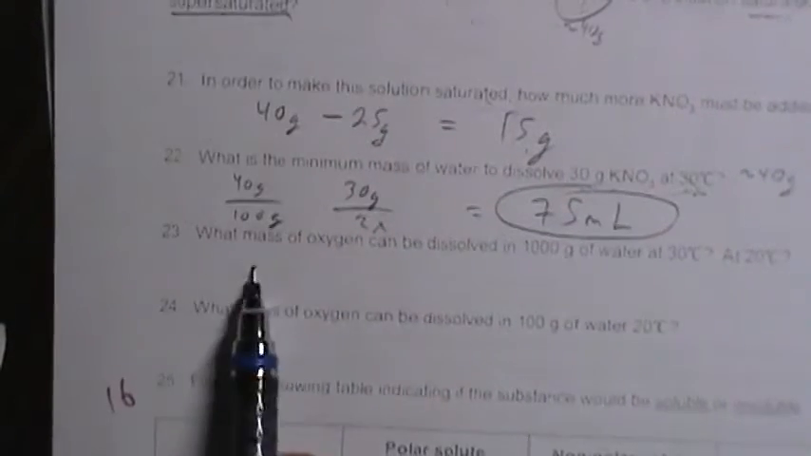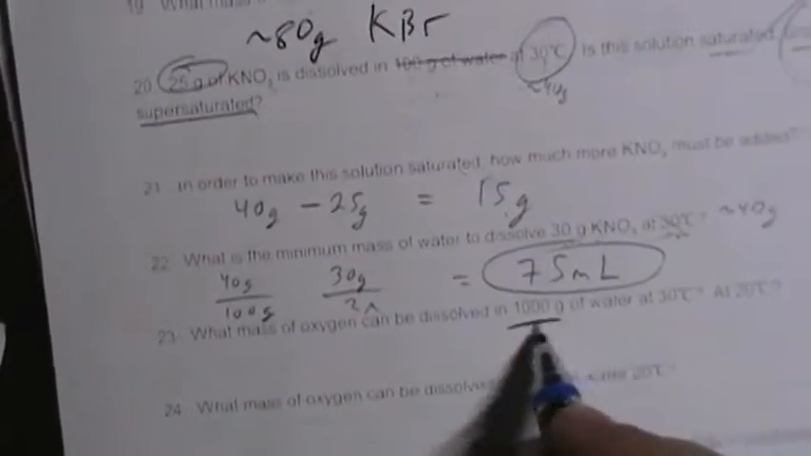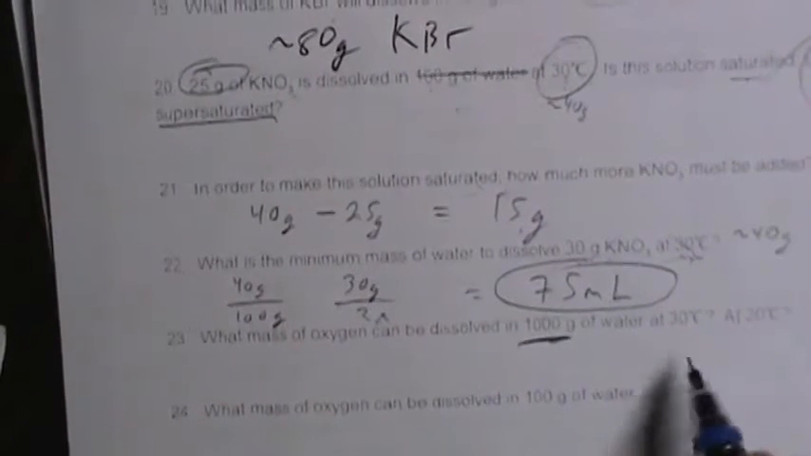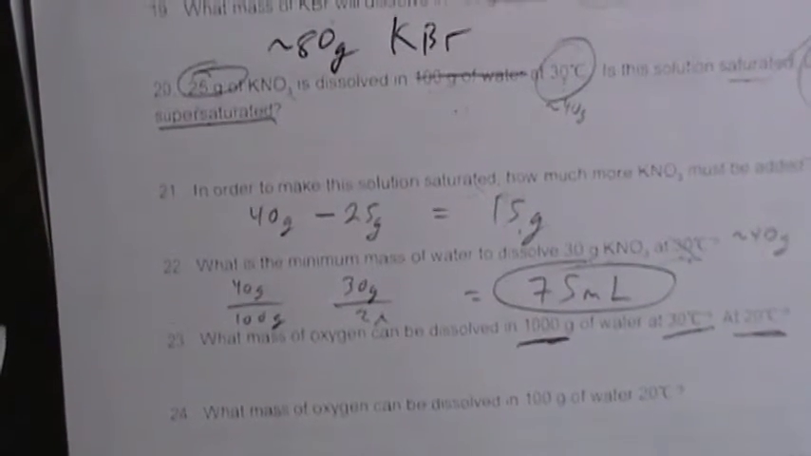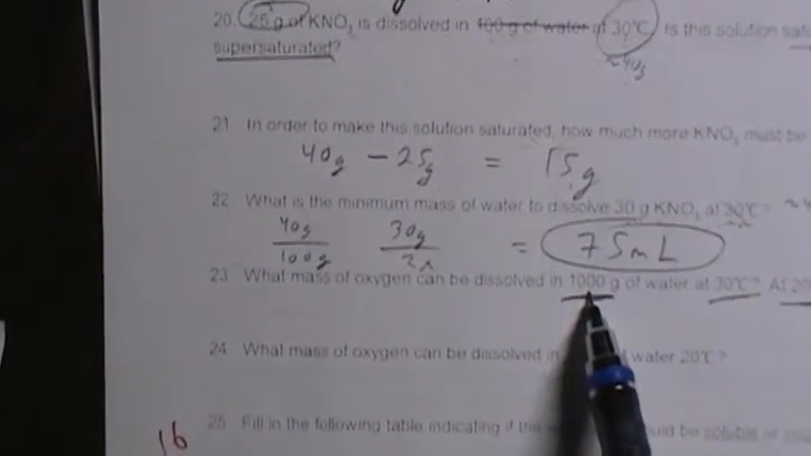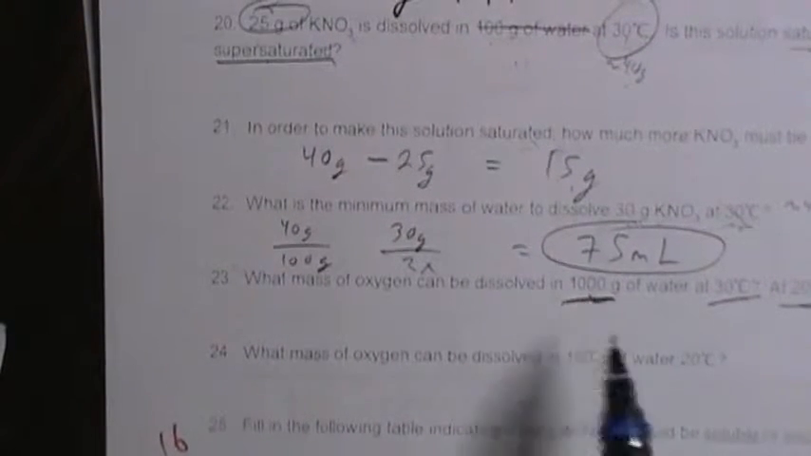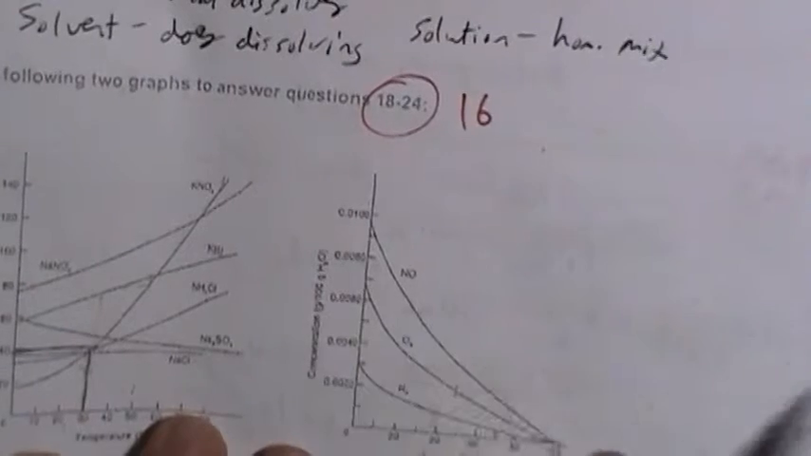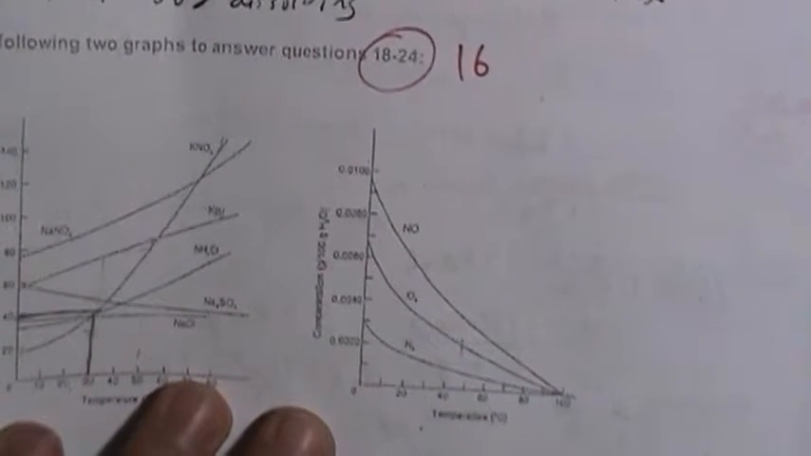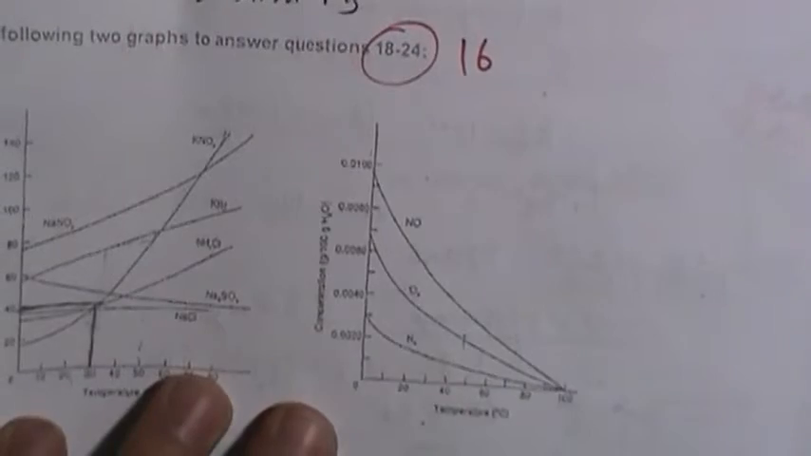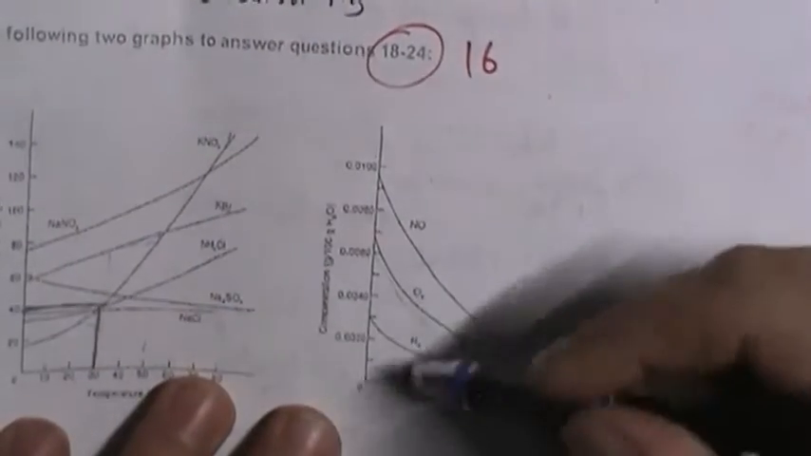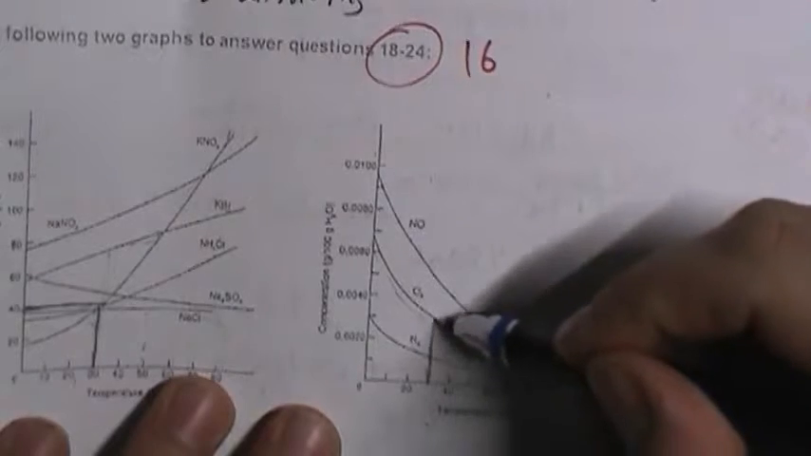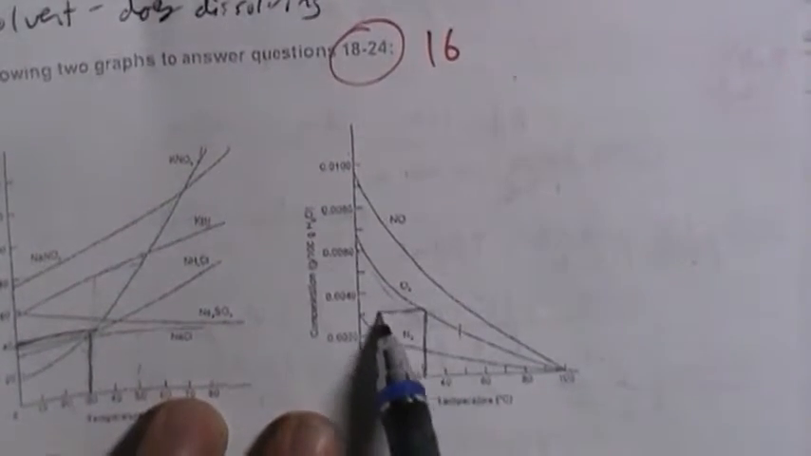Alright, what mass of oxygen can be dissolved in 1,000 grams of water at 30 degrees Celsius and at 20 degrees Celsius? 1,000 is definitely not 100, so we cannot ignore this anymore. But we'll take it as we get to it. Starting with 30 degrees Celsius. Oxygen is a gas, so we're going to look at the graph that curves down, because gases become less soluble as the temperature increases. Just think about soda. And here's the oxygen line. So 30 degrees Celsius, extend it up and over.